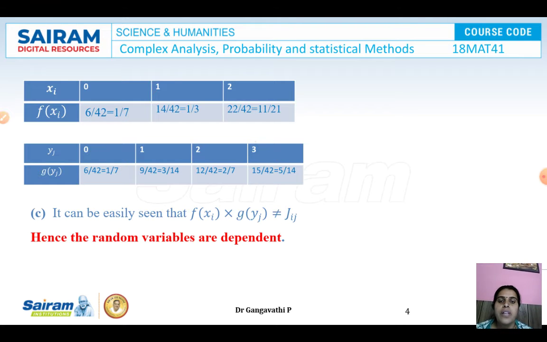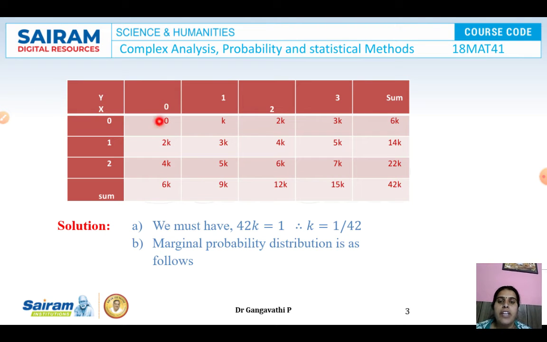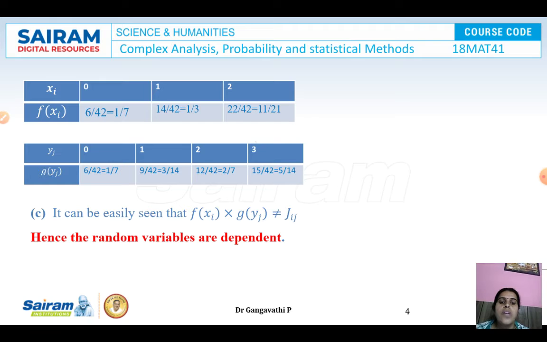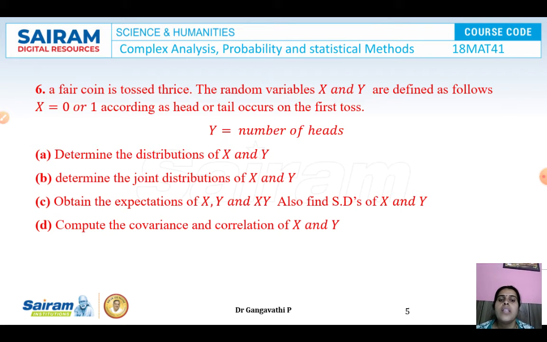If you can observe in the earlier table, j11 here is 0. So 0 cannot be equal to 1/49. Hence, f(xi) into g(yj) is not equal to jij. Therefore, the random variables are dependent. This is what the question asked, and we have done it.